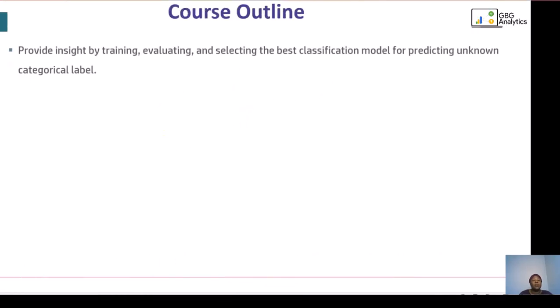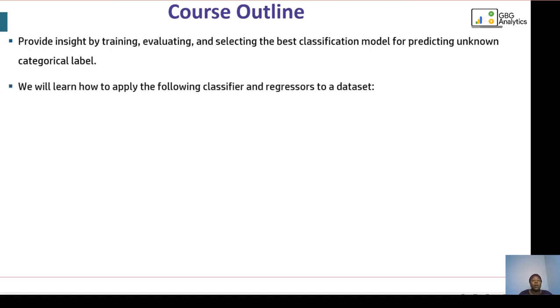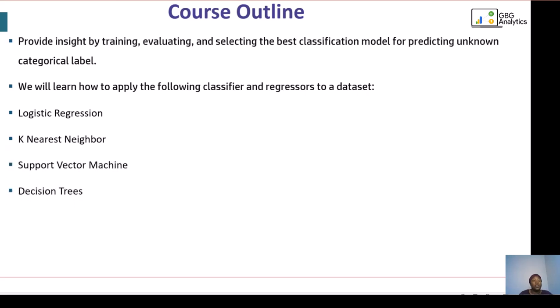For this course, we are going to provide an insight by training, evaluating, and selecting the best classification model for predicting an unknown categorical label, and we will also do so for regression to predict values. We will learn how to apply the following classifiers and regressors to a dataset: logistic regression, k-nearest neighbor, support vector machine, decision trees, random forest, and gradient boost.